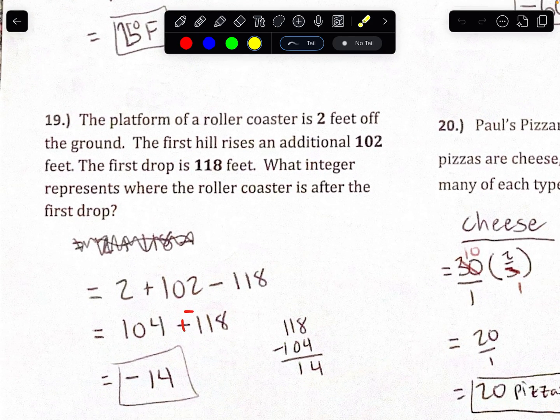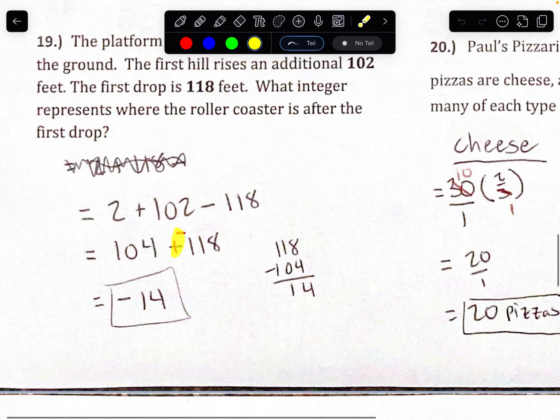Here we have a roller coaster. So we started off with 2 feet. Then we went higher. So as we go up higher in the sky, we're adding. So 102. If we're dropping, that means we're going negative. So I wrote the expression 2 plus 102 minus 118. So 2 plus 102 makes 104.